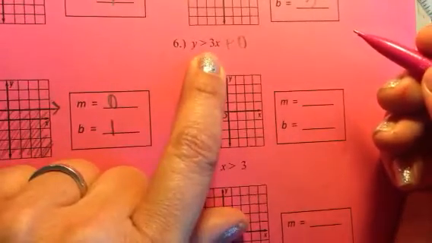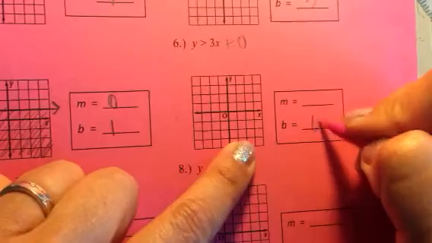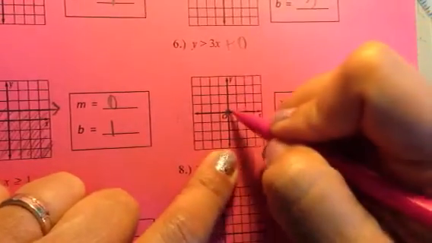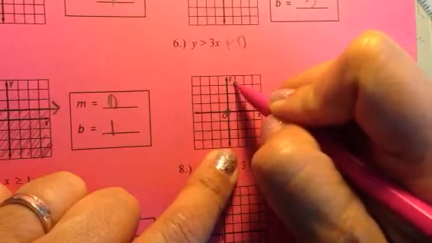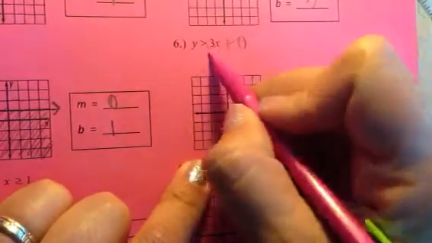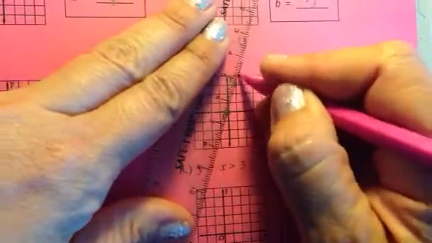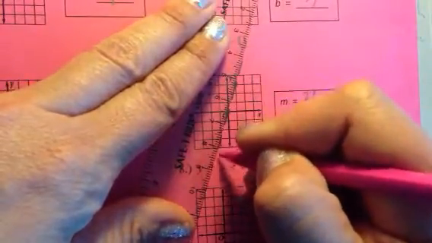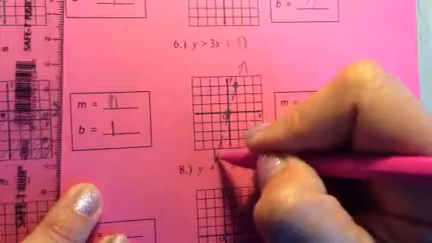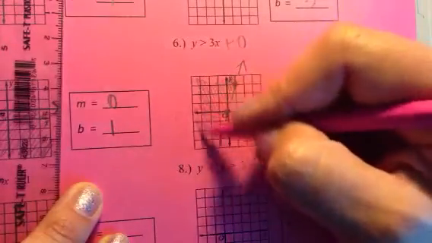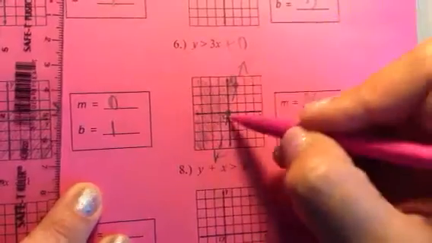In number 6, it's y is greater than 3x. I just wrote y is greater than 3x plus 0 to point out that the y-intercept would be 0. The slope would be 3 over 1. From there, I do a rise of 3, run of 1. It is a straight up greater than, so I'm going to have a dashed boundary line. And since it read that y is greater than that, I'm going to shade above the line where I see y values that are bigger than that 0 y-intercept.